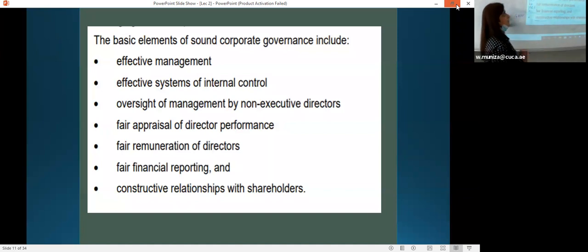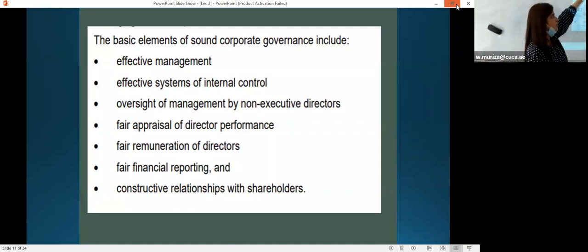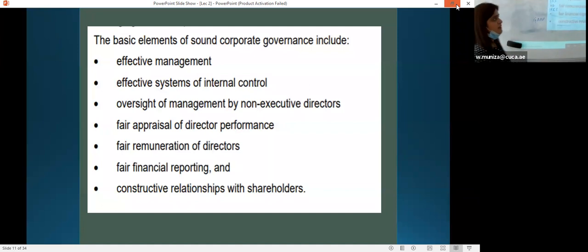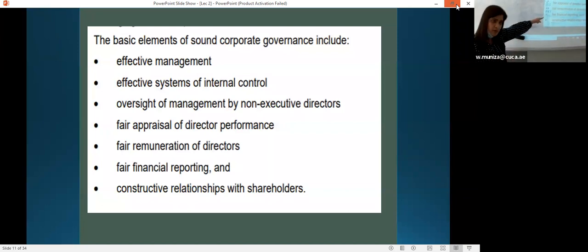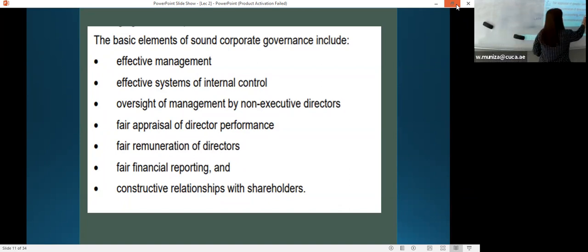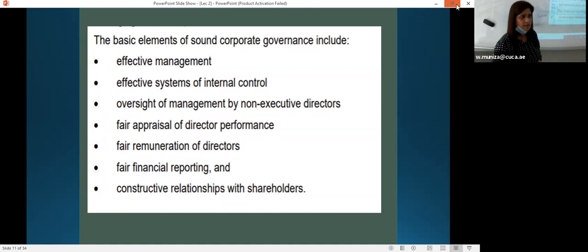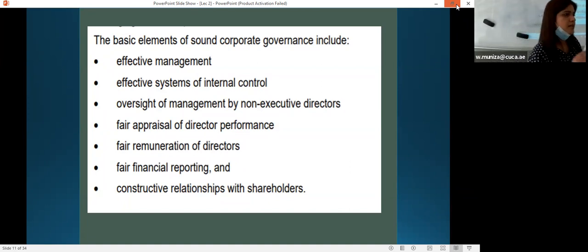Got it? So they say the basic elements of sound corporate governance include effective management, effective systems of internal control, oversight of management by non-executive directors, fair appraisal of directors' performance, fair remuneration of the directors, fair financial reporting. This one is of concern to us. Fair financial reporting is one of the objectives to be met by having good corporate governance, and a constructive relationship with shareholders. Because of this, we are reading the importance of corporate governance. Because one of the objectives of corporate governance is to ensure that financial reporting is also fair.